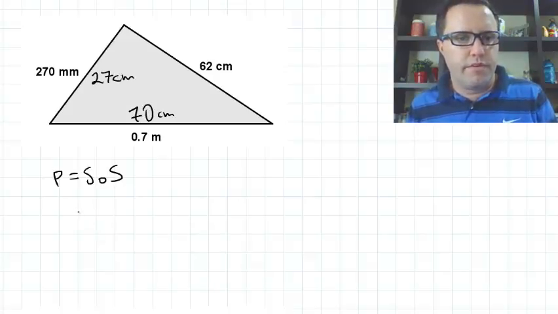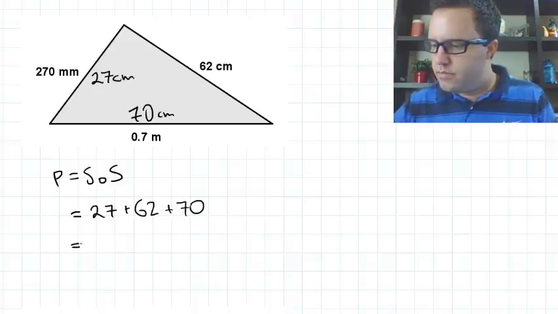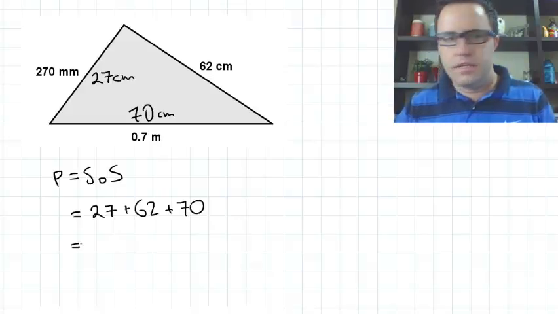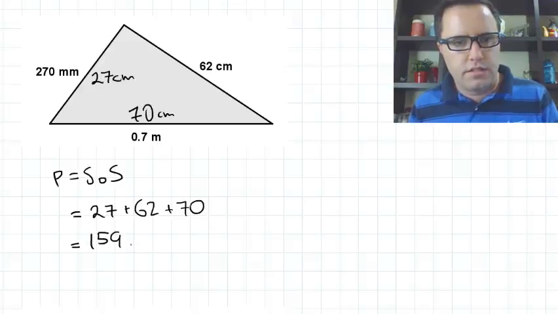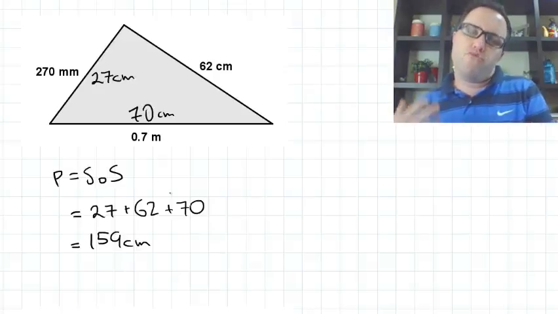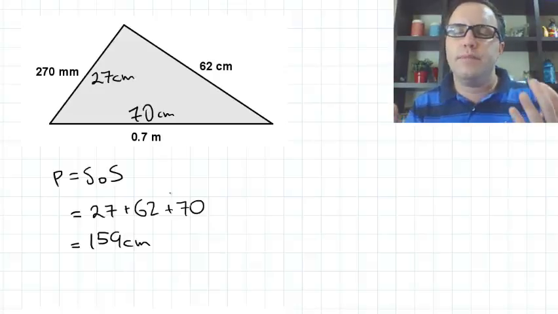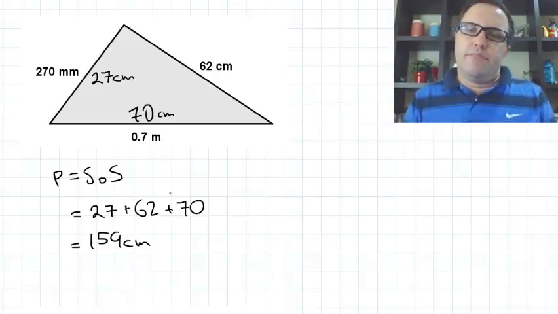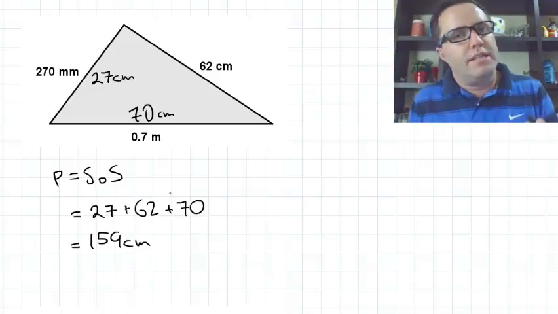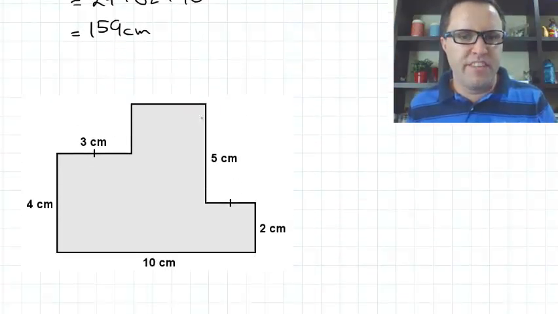Okay, so perimeter is sum of sides, so that's 27 plus 62 plus 70. 27 plus 62 plus 70 is 159 centimeters. Okay, now with some shapes, there's sort of a trick you can use, like doubling the sides and stuff in a rectangle, but please be careful, because I've seen many mistakes happen when students have done that. So in some ways, it might just be easier to just add up the sides as you come around. Okay? All right.